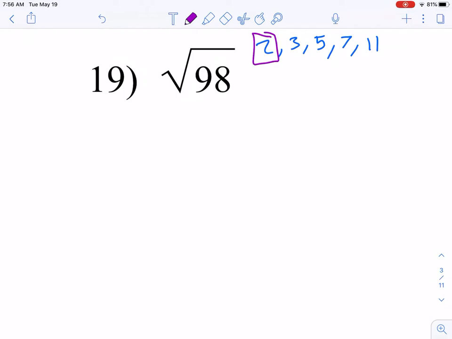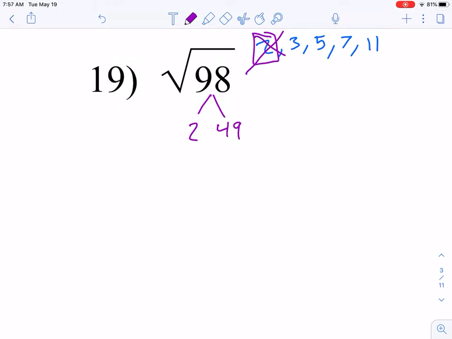And so I'm going to just divide by 2. So 98 divided by 2, if I divide that by 2, I'm left with 49. So 49 divided by 2, if I try that, I get a decimal. So 49 is not divisible by 2.